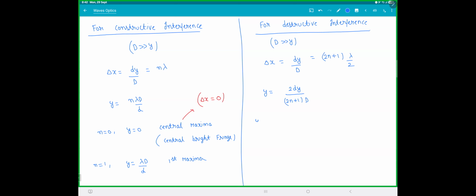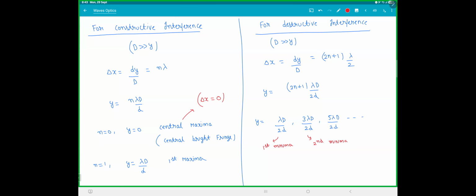Basically, the minima will occur at, if you put n equal to 0... wait, I made some mistake here. y is equal to (2n+1) lambda capital D by 2 small d. Okay, so we get y is equal to lambda D by 2d, and so on. So all these are minima. This is your first minima, this is your second minima, and so on.